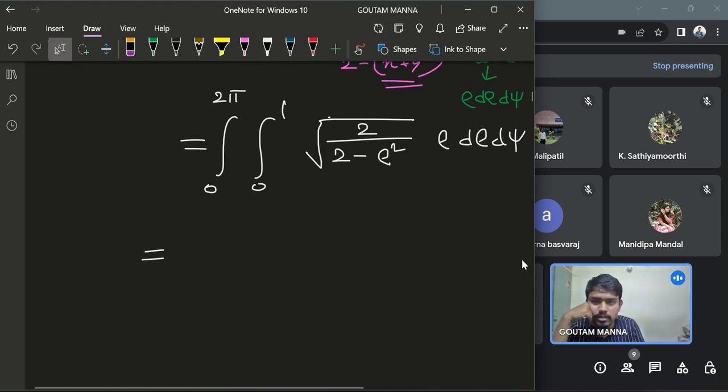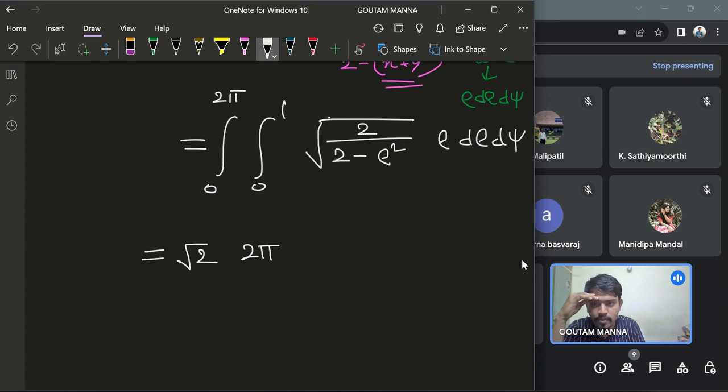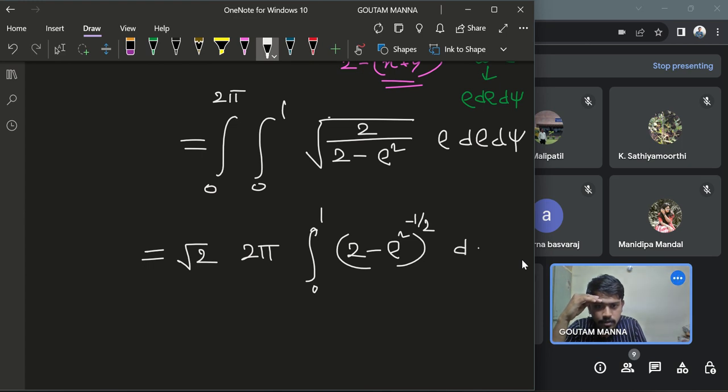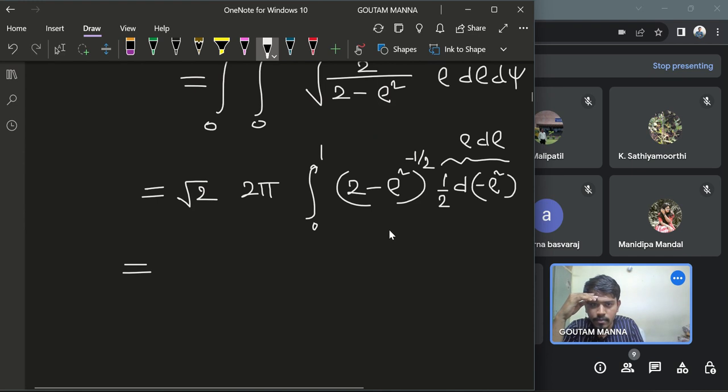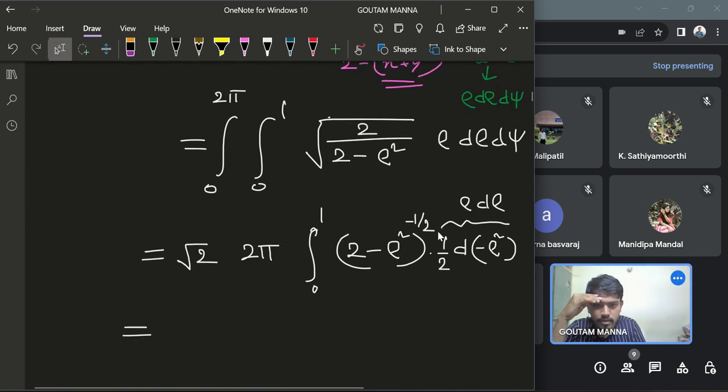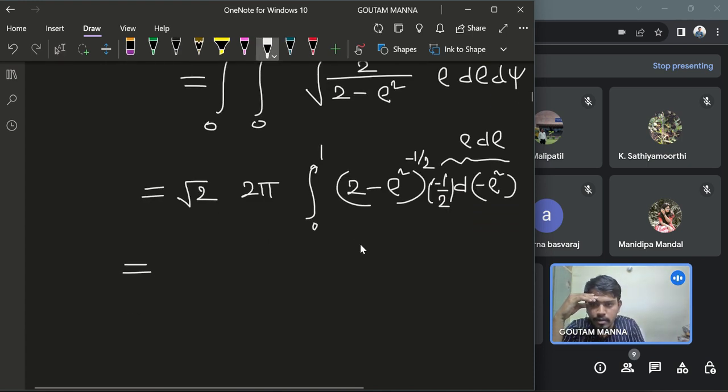And this integration is quite easy. If I take the root 2 outside, the psi integration I can do separately because there is no psi dependence here, so it will be 2 pi. And for the rho integration from 0 to 1, it is 2 minus rho square whole to the power minus half, and this rho d rho I can write as d of minus rho square by 2. Sorry, there is a minus half.